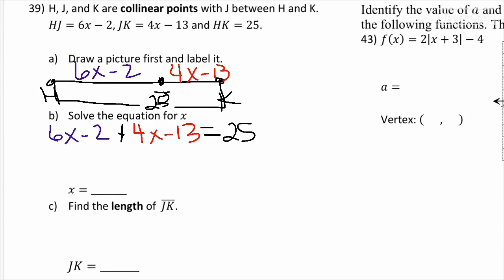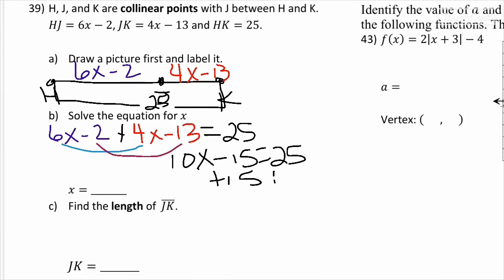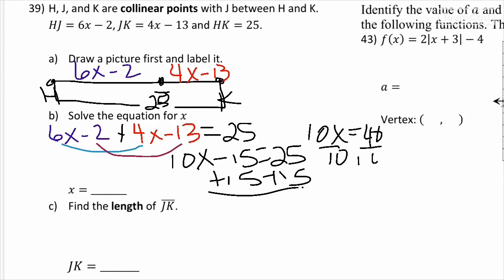Alright, so I got to combine my like terms. So my x's and my numbers. And then I will get 10x minus 15 equals 25 plus 15. I wish I had a calculator. So 10x equals 40. Divide by 10. X equals 4. Awesome.